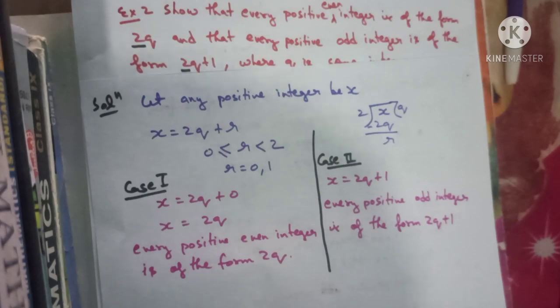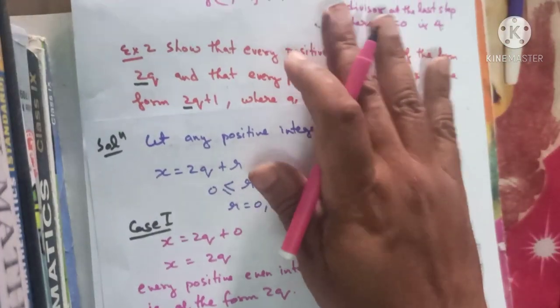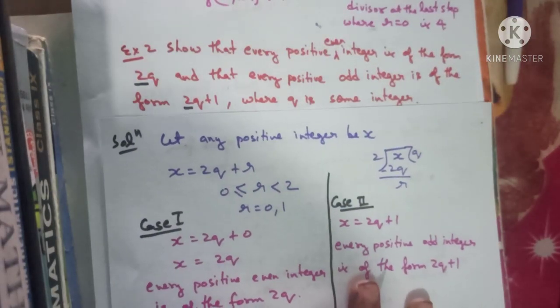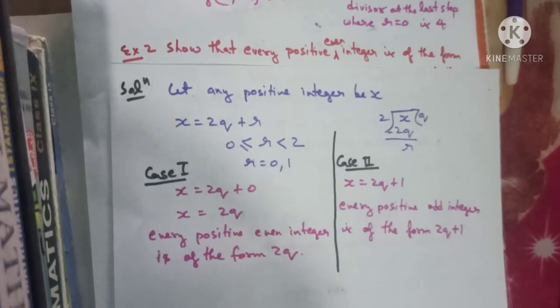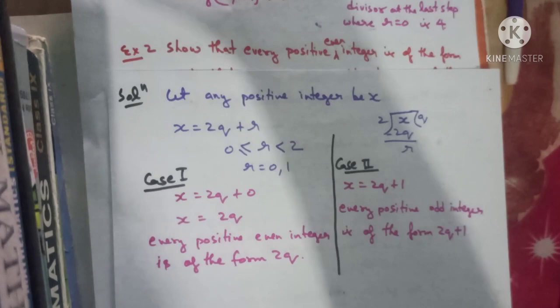So this proves what we have to show, that every positive even integer is of the form 2q and every positive odd integer is of the form 2q plus 1. Hope you have understood the topic.